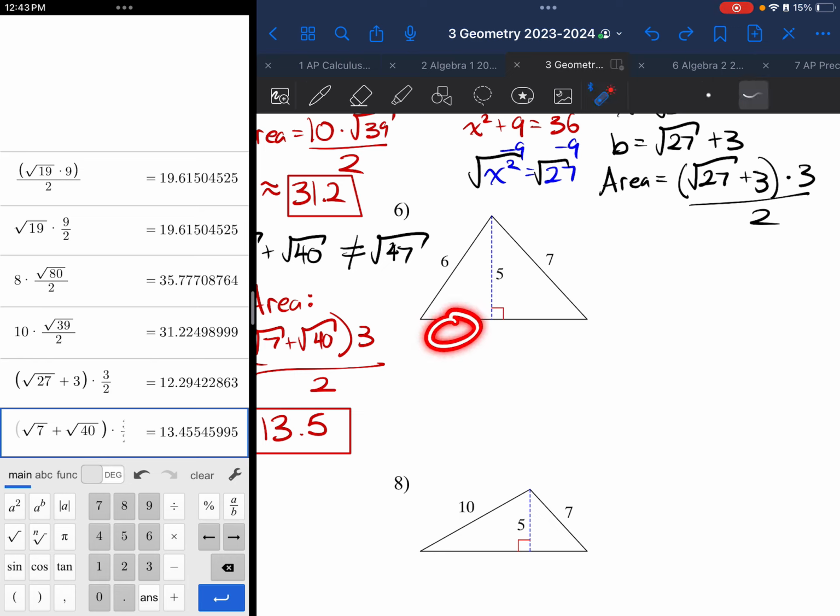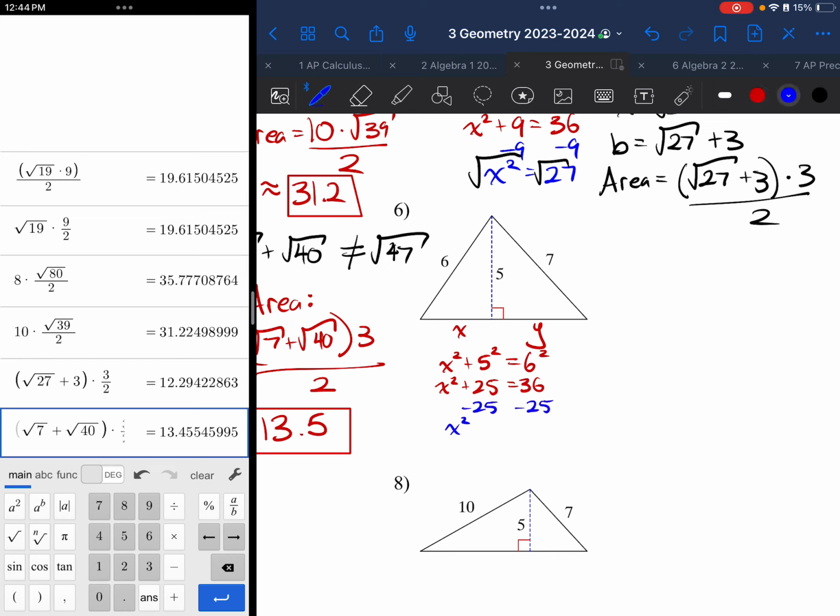I am missing two values for the base, so let's go ahead and call this one x, call this one y, and figure out what these are. So notice that I'm going to be talking about this triangle that is a right triangle first, leg, leg, hypotenuse, so I'm going to do leg squared plus leg squared is equal to hypotenuse squared. X squared plus 25 is equal to 36. I'm going to subtract 25 on both sides, giving me x squared is equal to 11, and then finally I'm going to square root, and I get x is equal to the square root of 11.